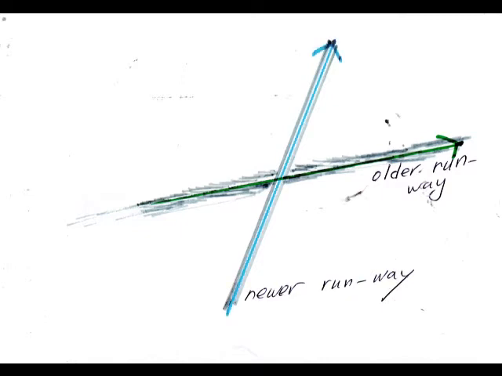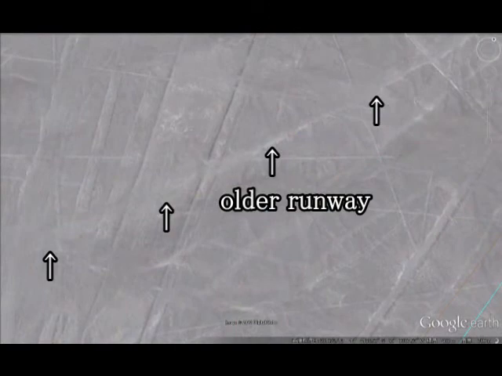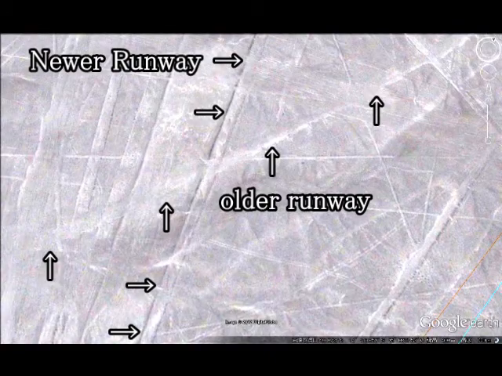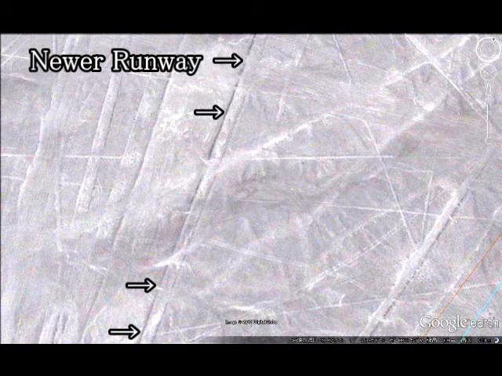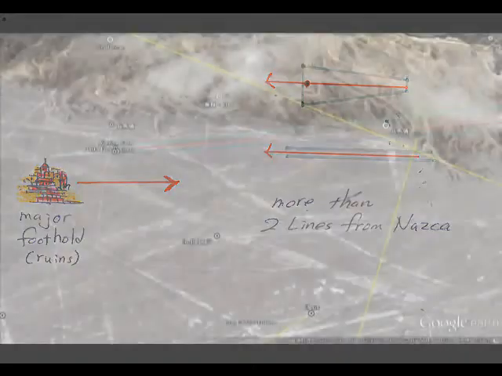And the older one is the older one, the newer one is the newer one. I'll show you another one. The older line shows the older ruins, older than the new one. Have a look at this older runway. Okay, this older runway takes you to older ruins, and a new runway will take you to newer ruins. Yes, and also if there's a major foothold, there are more than two runways in Nazca.